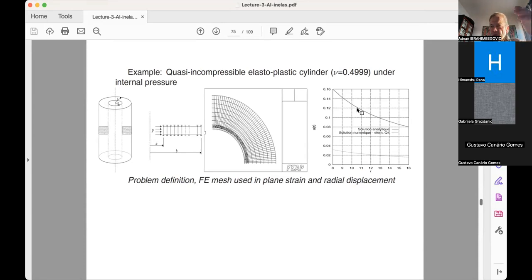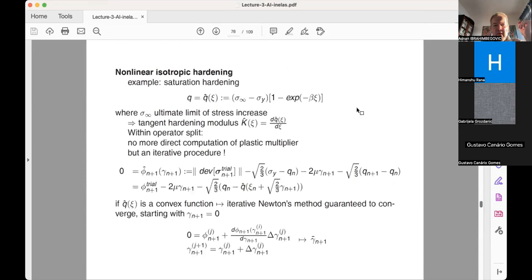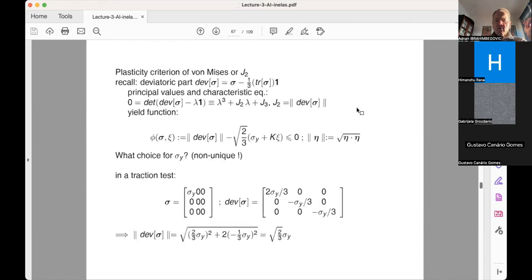You can try one of these cases. You can compute this analytical solution. I think you have this in the book of Lubliner, this type of computation. Now, if linear hardening is not good enough for you, you say that true behavior is something that really is not just linear. You go back to this picture.